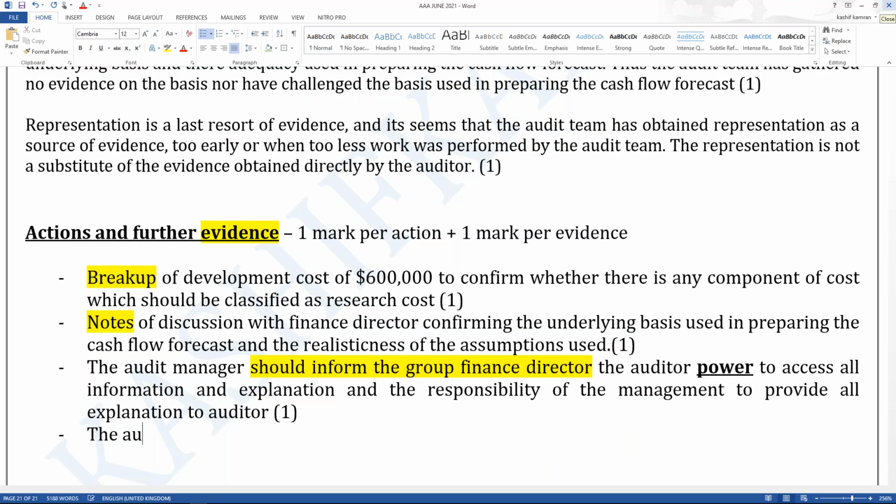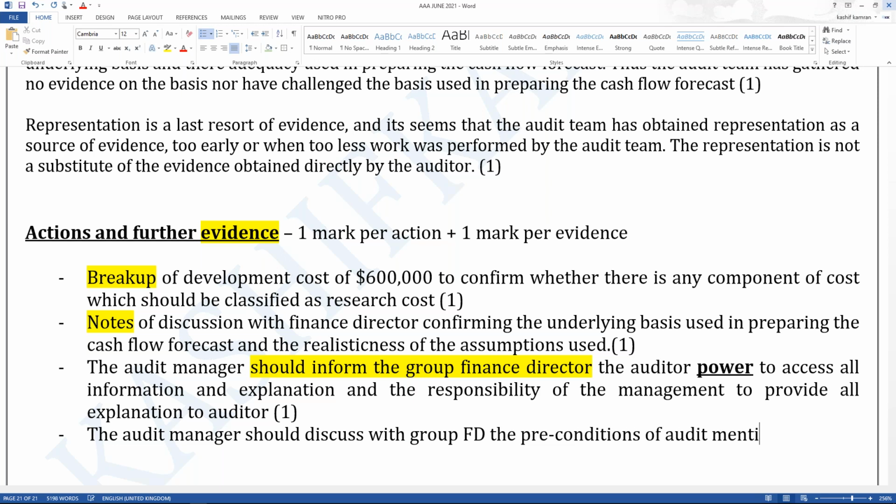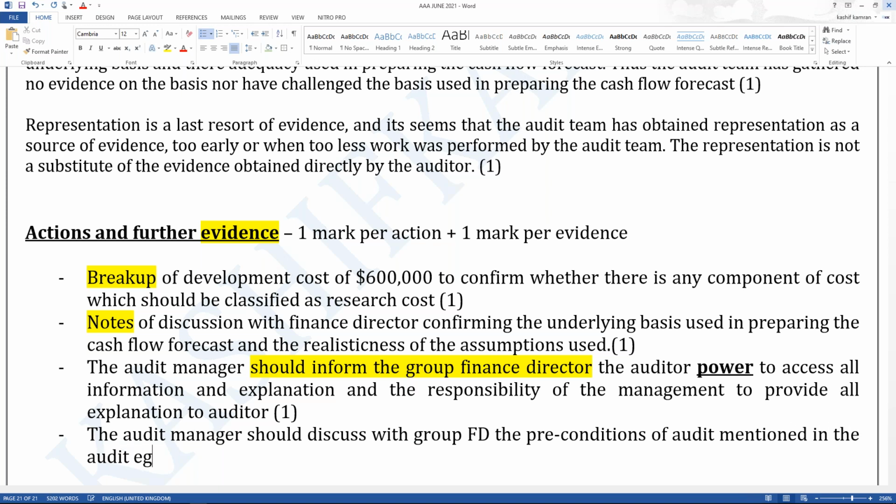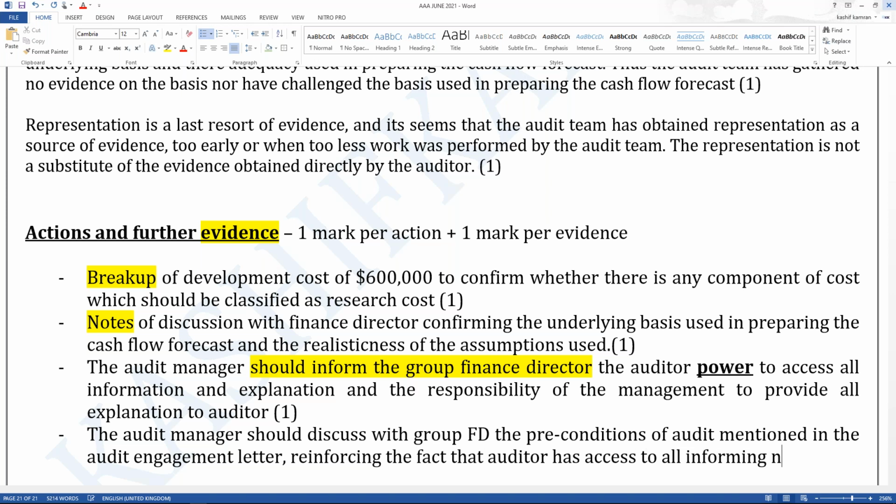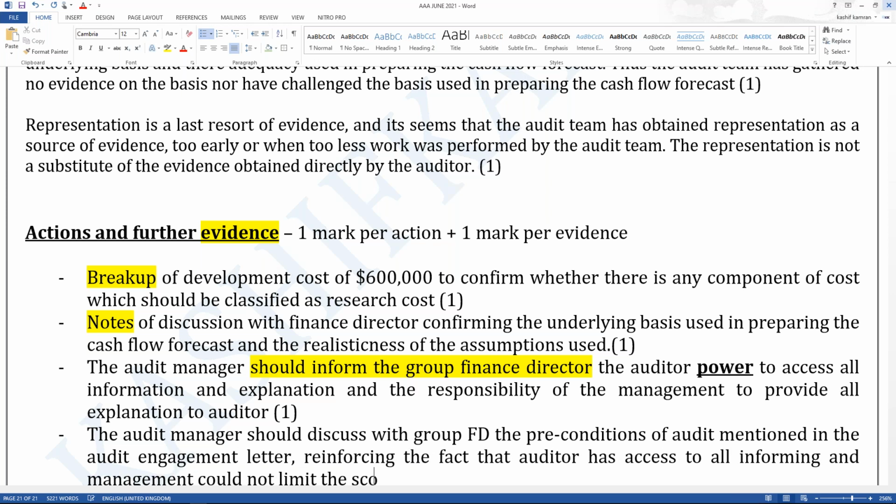The audit manager should discuss with the group finance director the preconditions of audit mentioned in the audit engagement letter, reinforcing the fact that the auditor has access to all information, and management could not limit the scope of the auditor.